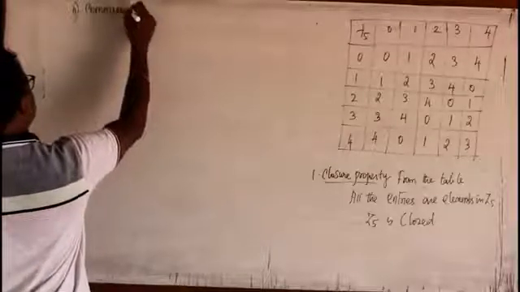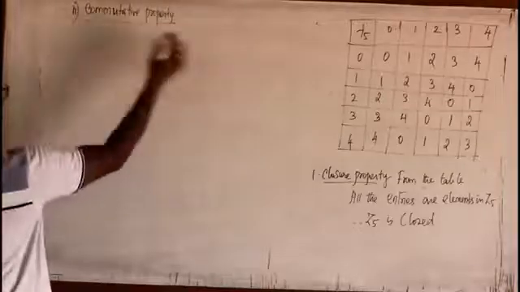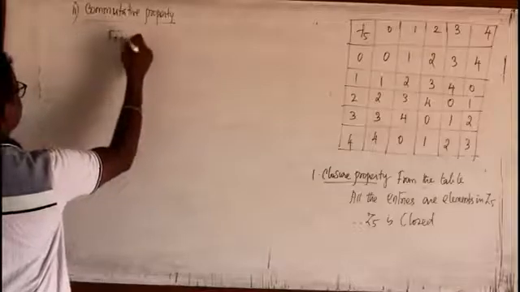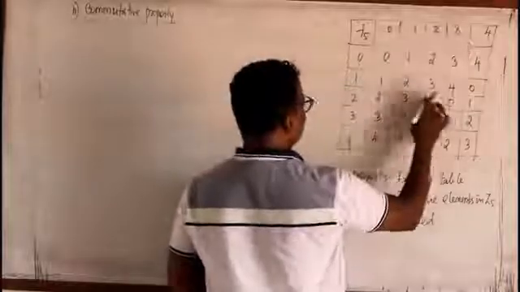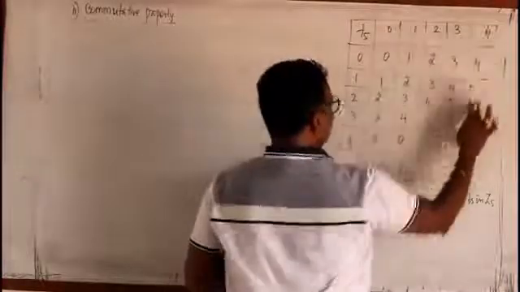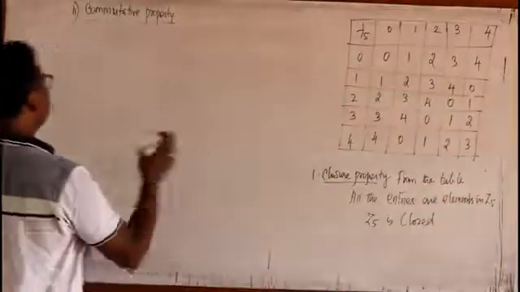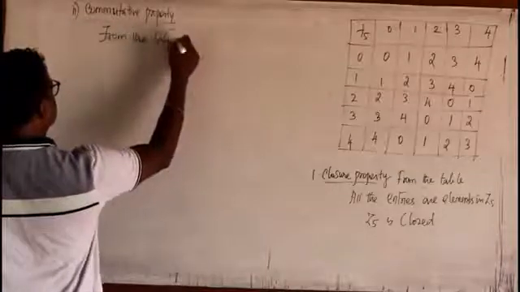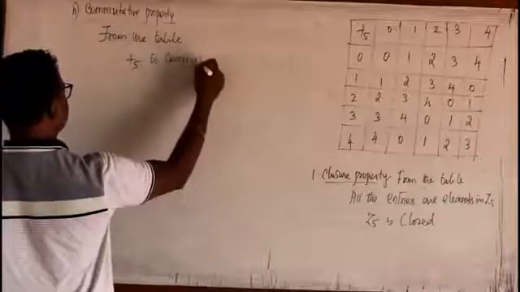Commutative property. We know addition is always commutative, so straightaway we can say from the table, or you can check also: 2 plus 2, 4, or 3 plus 4, 2. So 4 plus 3 is also 2. You don't need to mention that there, just write like this. From the table, addition modulo 5 is commutative. You don't need to give any example.